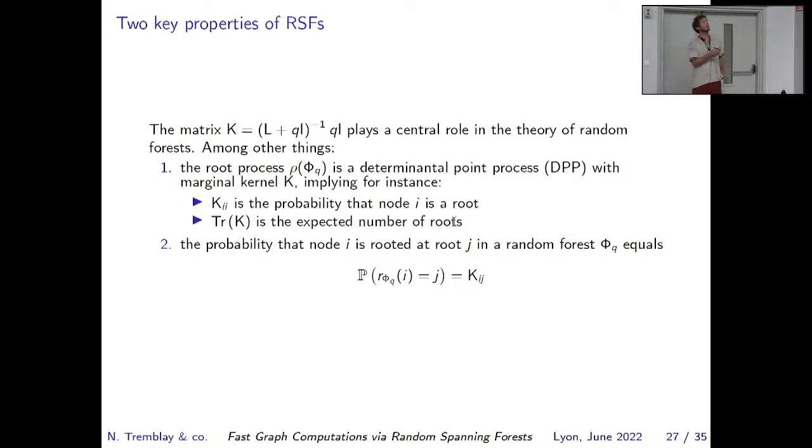Another very interesting property is this one here. The probability that i is rooted in j is controlled exactly, which is also remarkable, and it's equal to K_ij. The entry ij of K is the probability that i is rooted in j. And we actually use this property for Tikhonov regularization that I'm not going to talk about.